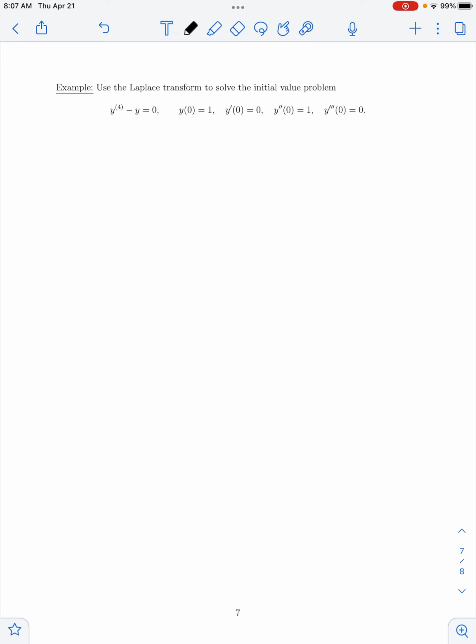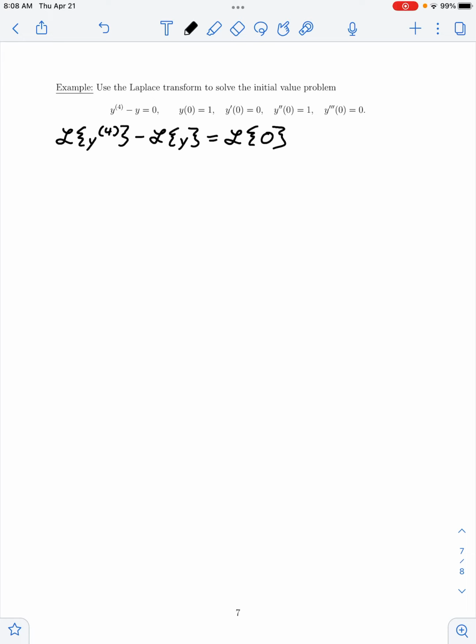So our first step is to take the Laplace transform of our equation. So on the left-hand side, I can take the transform term by term. And on the right-hand side, I have the Laplace transform of 0, which is just 0. And once I take my transform, I then want to rewrite the Laplace transform of any derivatives by using the lifting property.